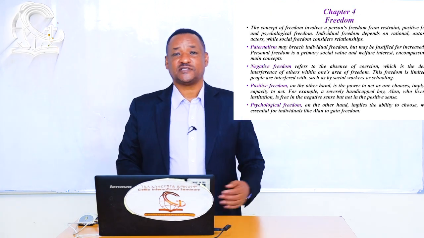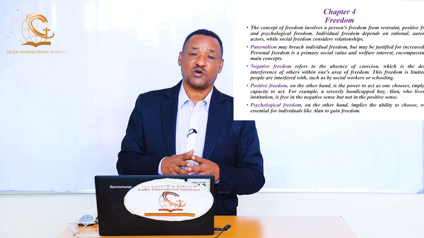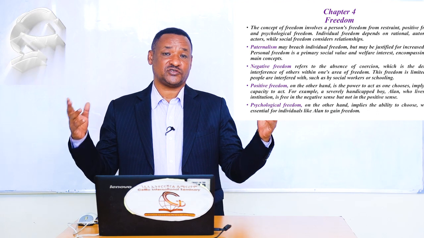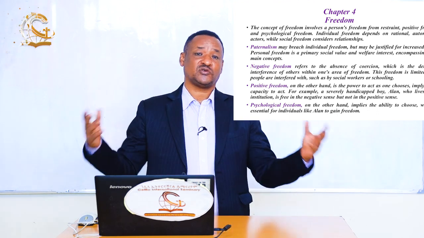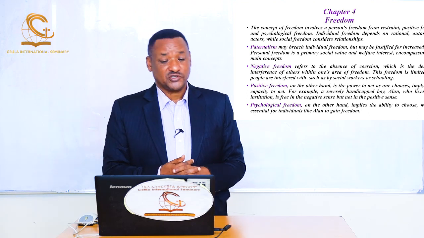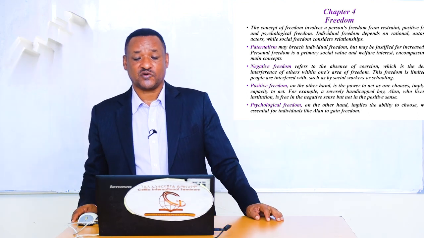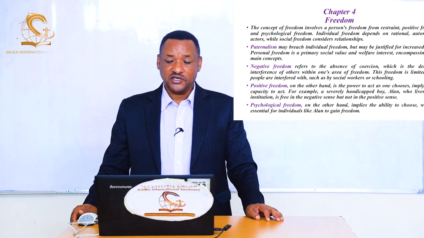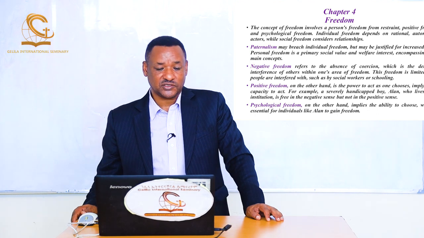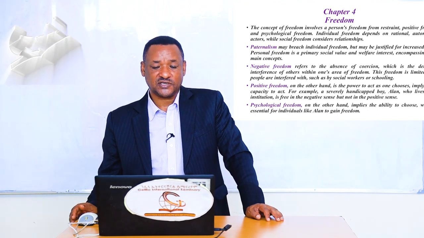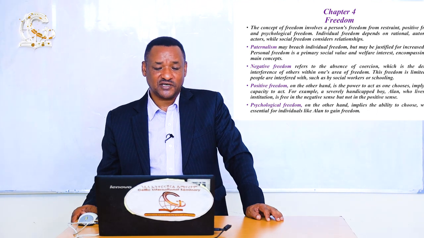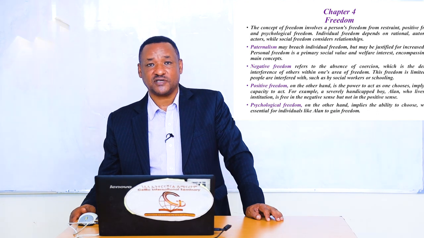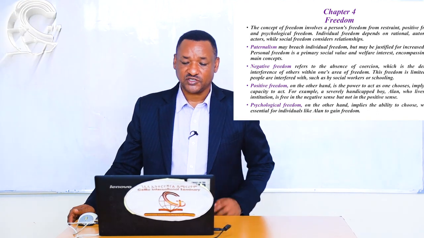So I'm continuing with chapter 4. It is about freedom. When we think about the welfare of a society or an individual, we are also focusing on freedom. The concept of freedom involves a person's freedom from restraint, positive freedom, and psychological freedom. Individual freedom depends on rational, autonomous actors, while social freedom considers relationships. When we talk about freedom, we cover points like paternalism, which may breach individual freedom but may be justified or increase power.